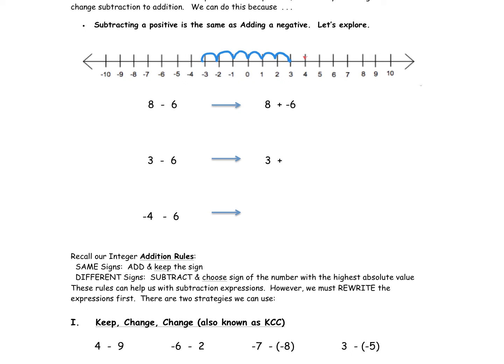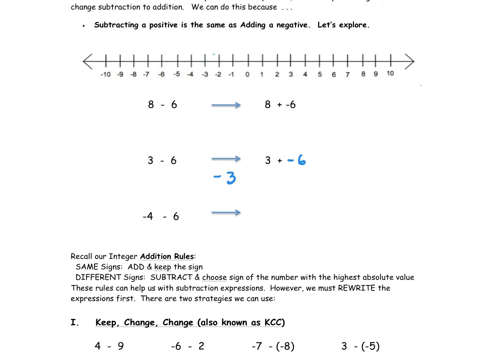But there's a way to change that, and we could change, because we're subtracting 6, we could change that to adding negative 6, and we get the same result. We would end up moving down the number line, starting at 3, and moving 6 units, and both times we would end up at negative 3.